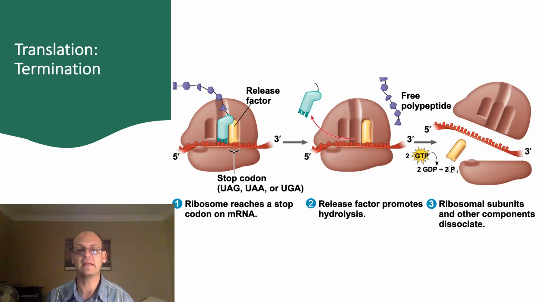When the ribosome encounters a stop codon, UAG, UAA, or UGA, there are no tRNAs with anticodons complementary to these sequences. Therefore, instead of a tRNA moving into the A site, a release factor moves in. The release factor adds a water molecule to the C terminus of the polypeptide, which allows the polypeptide to break free of the tRNA. Finally, GTP is hydrolyzed in order to dissociate the ribosome complex.